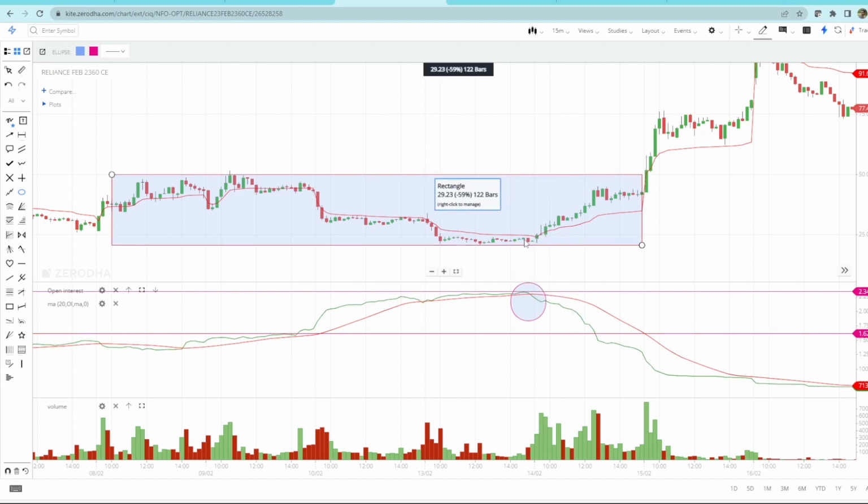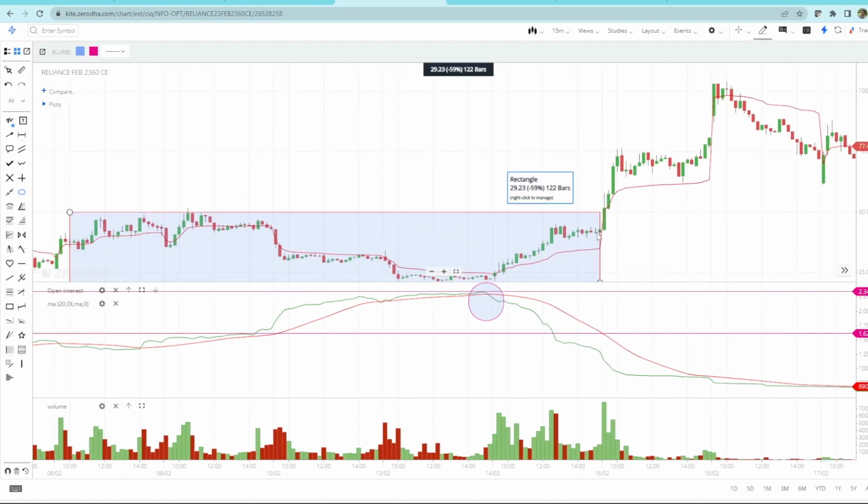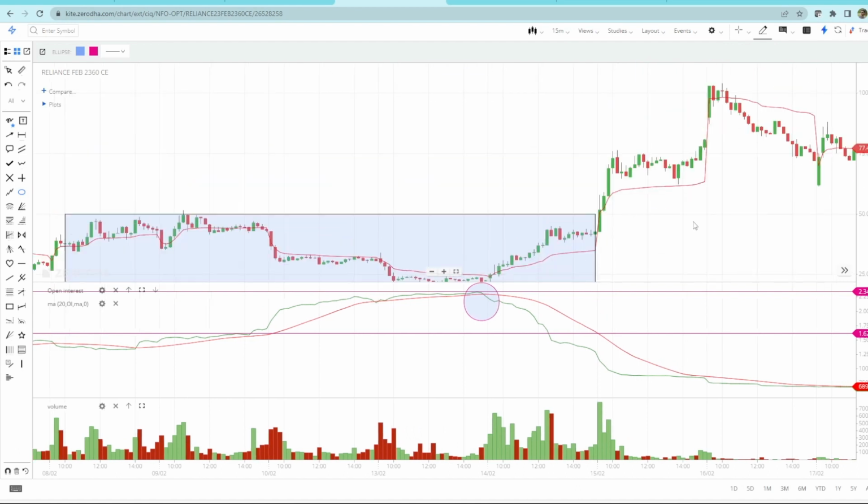This is where I go long, taking a buy entry of Reliance 2360, and we can benefit, bringing double the money. So you always have a risk reward of 1:2, which can be applied on this.